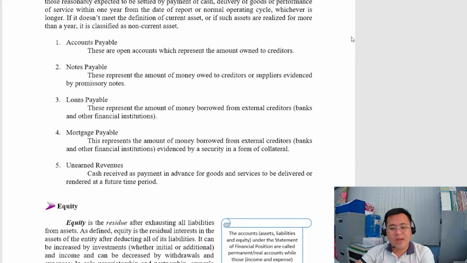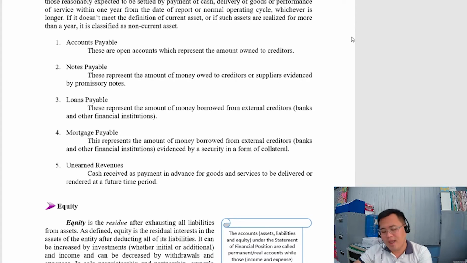And lastly, we have unearned revenues. Unearned revenues are cash received as payment in advance for goods and services to be delivered or rendered at a future time period. When we talk about prepaid assets or prepayments, these are paid in advance, however, we have not consumed the service or the goods. For unearned revenues, we already have received the cash, however, we have not yet rendered the service or delivered the goods.